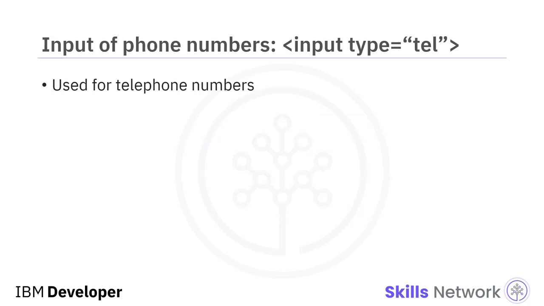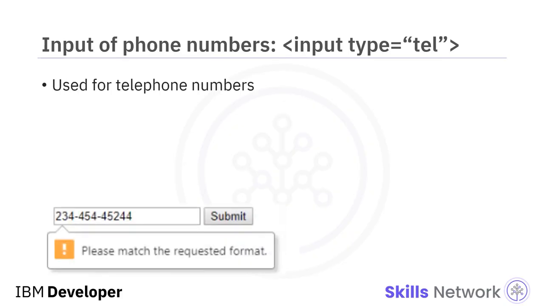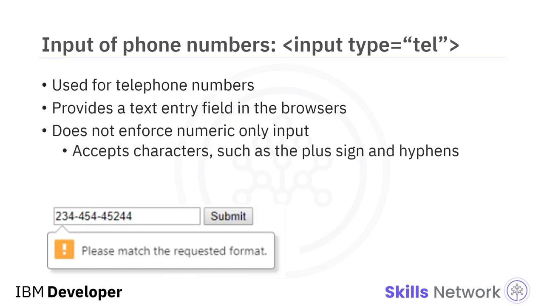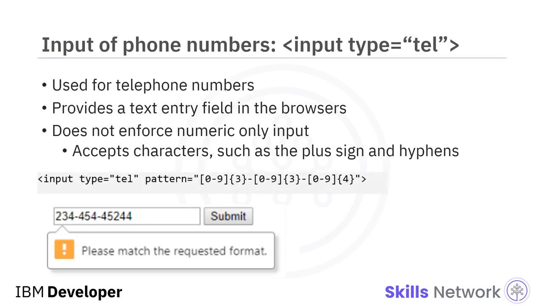The input type equals tel with the pattern attribute expects a telephone number as input. On its own, the input type equals tel provides nothing more than a text entry field in the browsers. It does not enforce numeric-only input since many telephone numbers include other characters, such as the plus sign and hyphens. You need to supply your own pattern matcher if you want the browser to validate the telephone number.